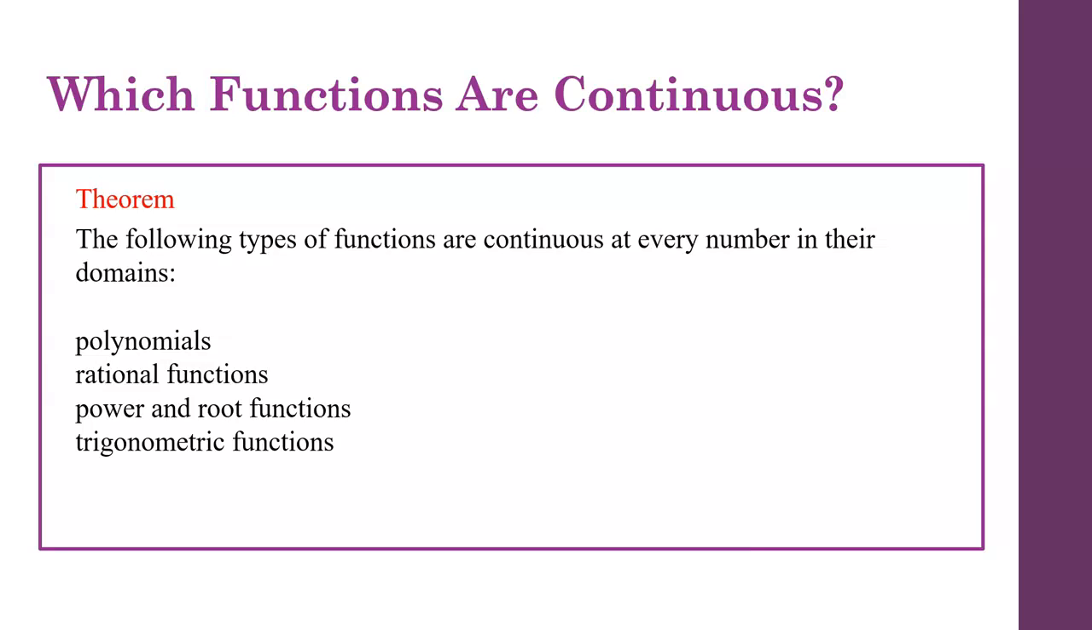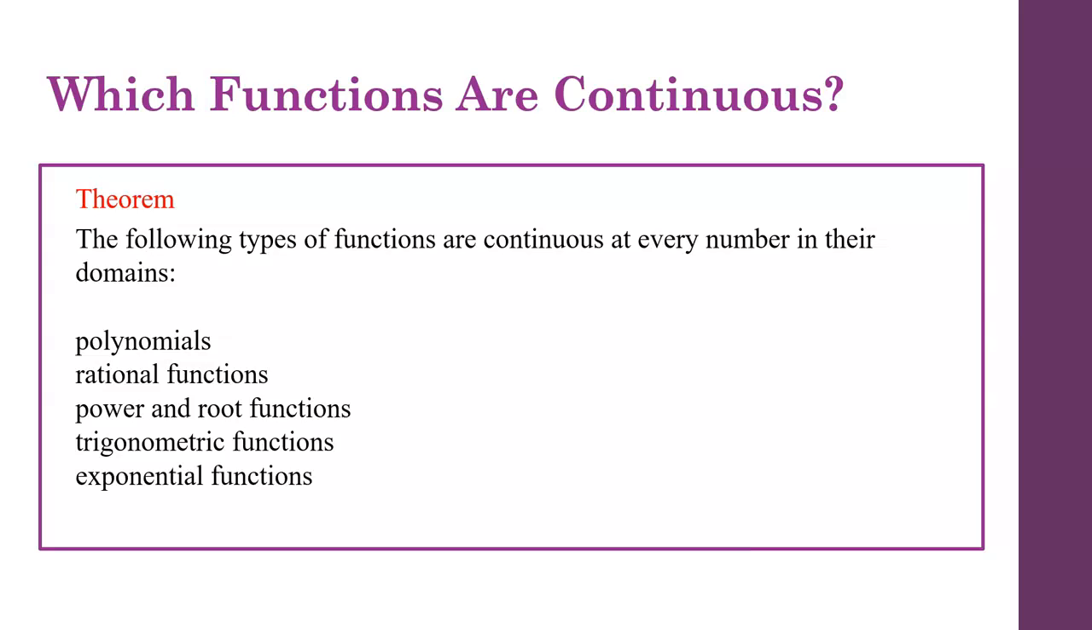Trig functions, again, sine, cosine, we know those graphs don't have any breaks. Tangent will be continuous on its domain. So not continuous at pi over 2, for example, because tangent of pi over 2 is undefined, but at values where it is defined, pi over 3 or pi over 4, any number between negative pi over 2 and pi over 2, for example, on that interval, it would be continuous.